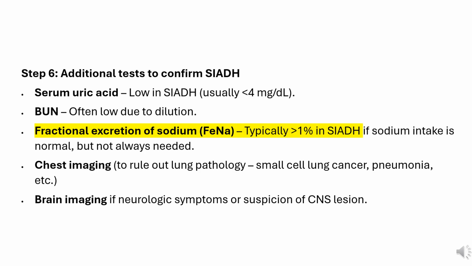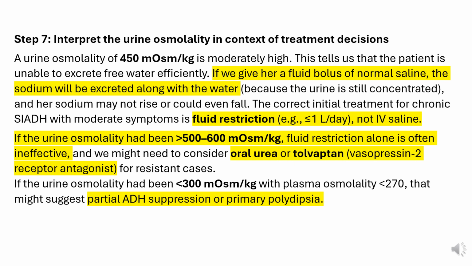Chest imaging, to rule out lung pathology, small cell lung cancer, pneumonia, etc. Brain imaging if neurologic symptoms or suspicion of CNS lesion. Step 7. Interpret the urine osmolality in context of treatment decisions.